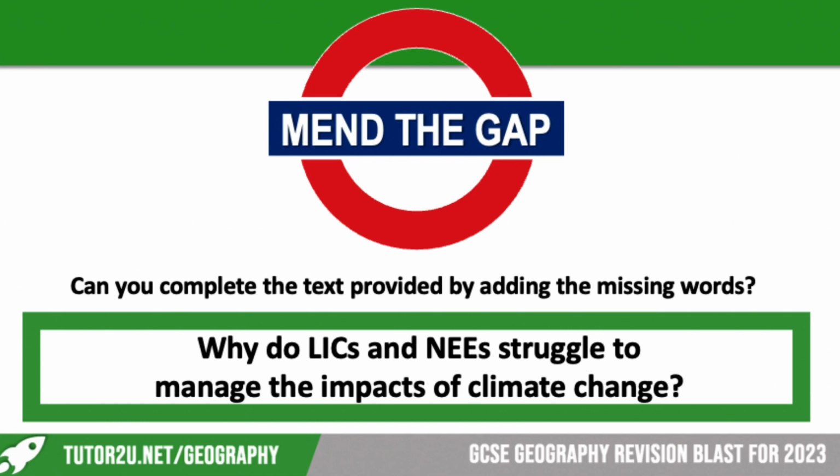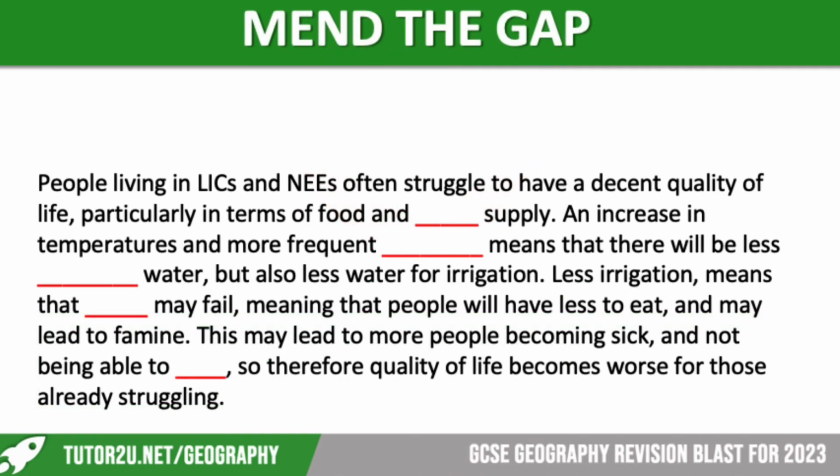So we're going to move on to the mend the gap activity now. You're going to see a piece of text that has got missing words. And the question the text is answering is, why do LICs and NEEs struggle to manage the impacts of climate change? So let's have a look at that text now.